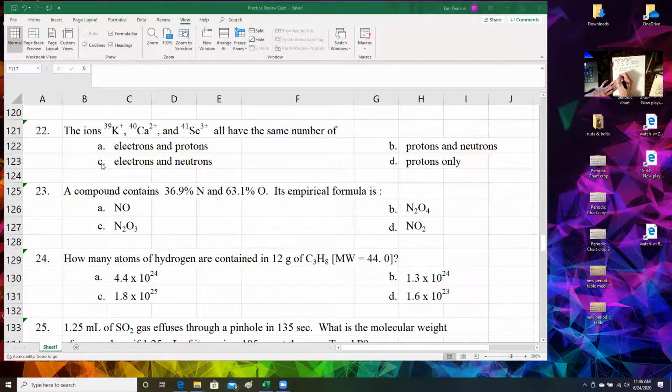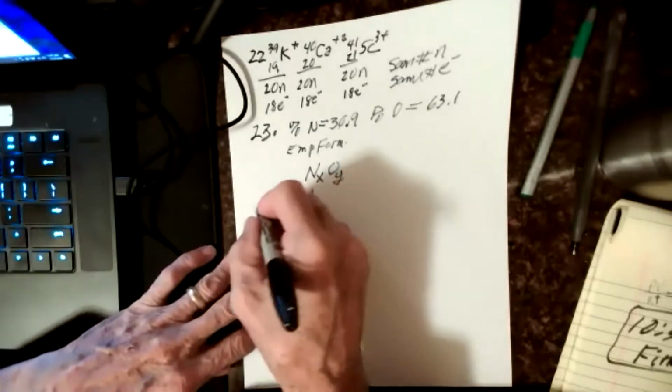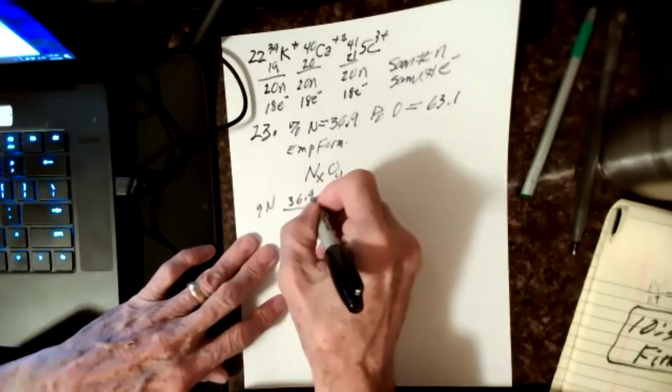The way we did that in the class is we said, okay, we're going to have NxOy as the formula for this compound, and we want to figure out what it is. The percent of nitrogen is 36.9.